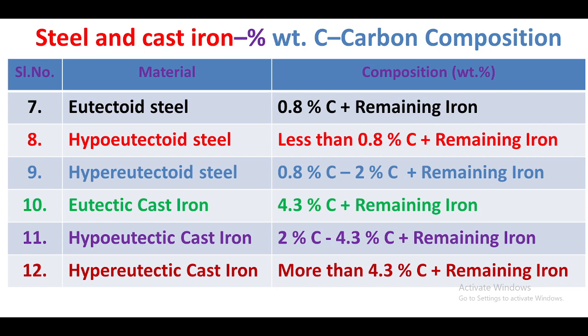4.3% of carbon. In hypereutectic cast iron, the carbon content is more than 4.3% of carbon. Okay, hyper is more than 4.3% of carbon, so plus remaining is iron.